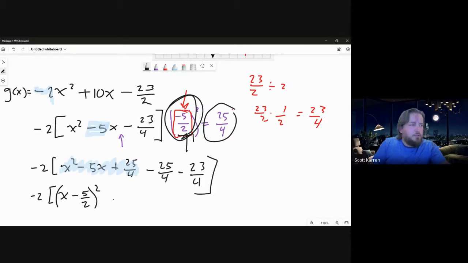But then I have all of this minus these 2 terms here that I need to add. They're both negative, so they end up being 48 over 4, right? And it's negative 48 over 4. So it's 48 over 4, but that's negative 12.